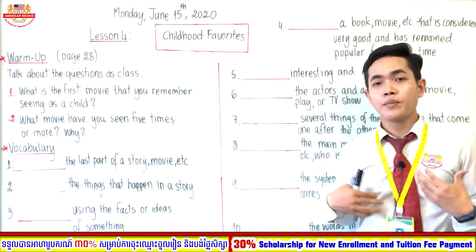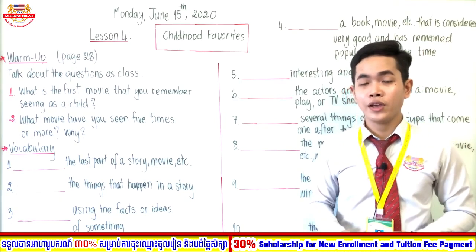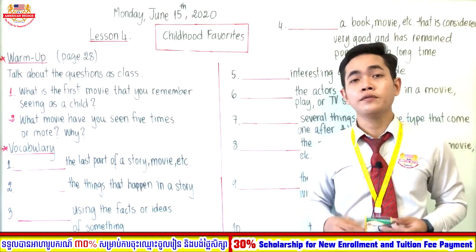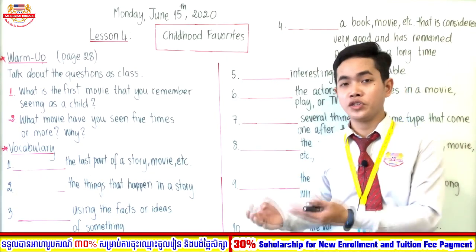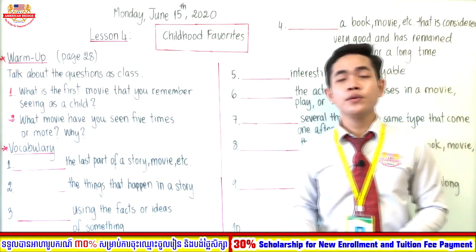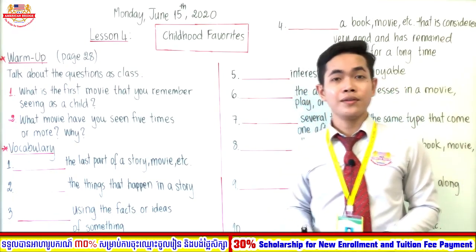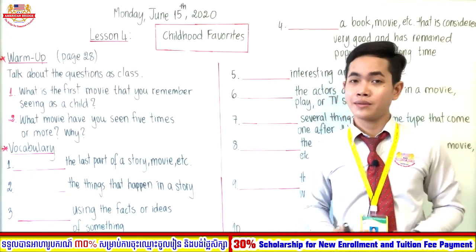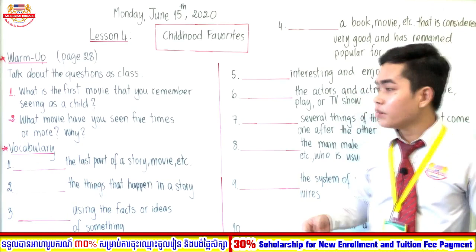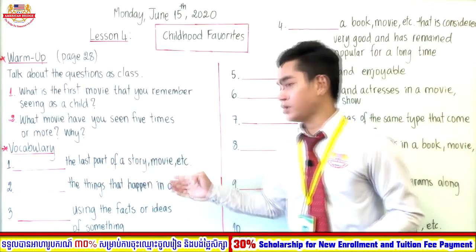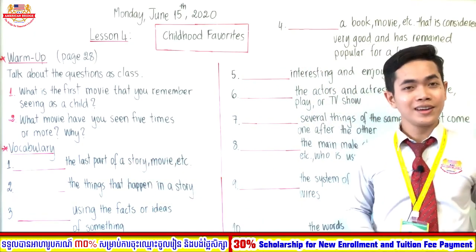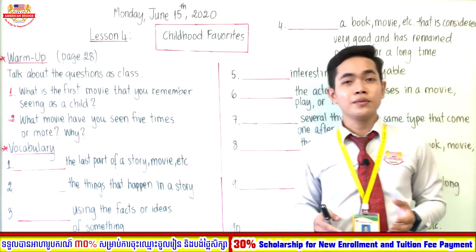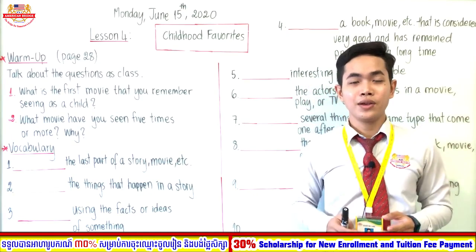Okay, so I will provide you the word for each definition, and after I provide the word, I will give you an example as well, to make it more understandable and easier to get on with the lesson. Okay, now number one, the last part of a story, a movie, right? What is it, everyone? Okay, so it is the word ending. Very good.